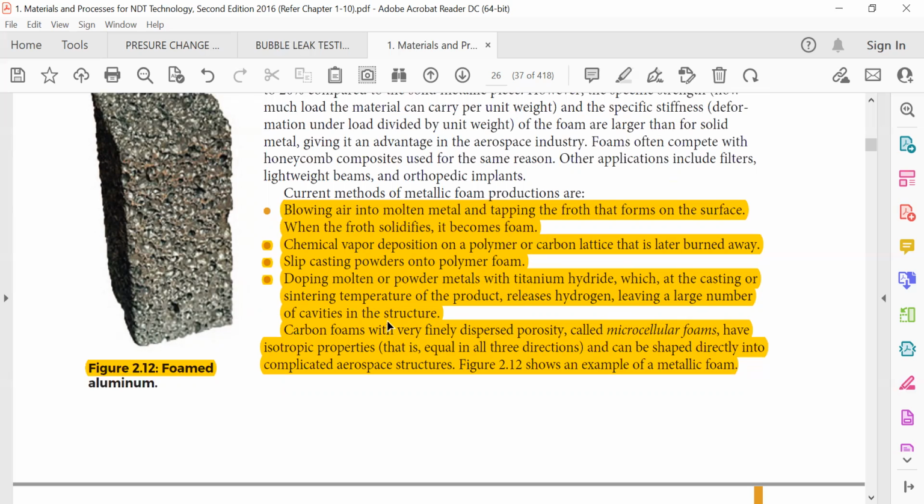Carbon foam with very finely dispersed porosity, called molecular foams, has isotropic properties, equal in all three directions, and can be shaped directly into complicated aerospace structures. This shows an example of metallic foam.